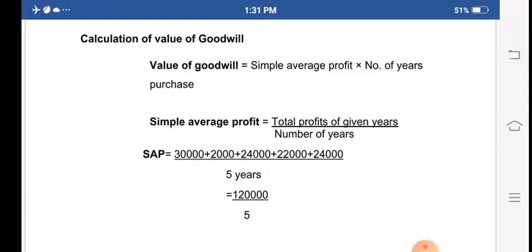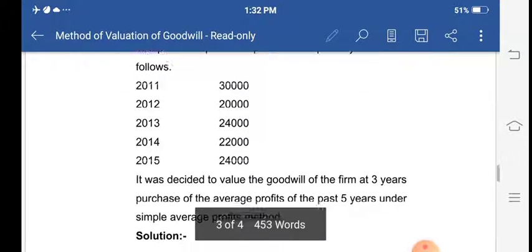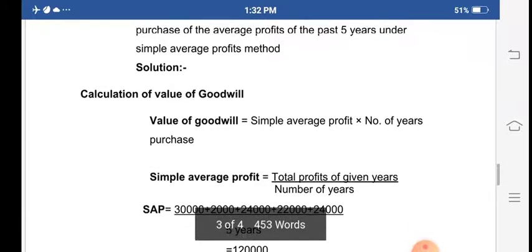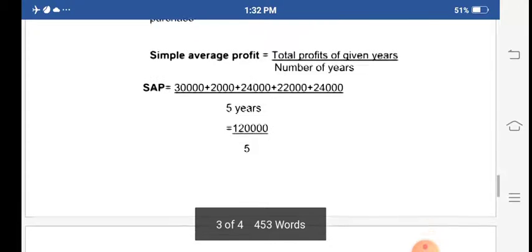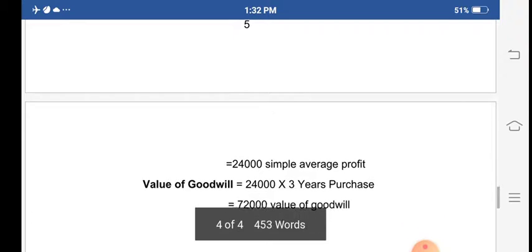Now see the total profits of the given 5 years. For 2011 it's 30,000, for 2012 it's 20,000, for 2013 it's 24,000, for 2014 it's 22,000, and for 2015 it's 24,000. Make the total of these years' profit and divide by the number of years. The total profit for the 5 years is rupees 1 lakh 20,000 divided by 5, because 5 is the number of years. So you get the simple average profit as rupees 24,000.